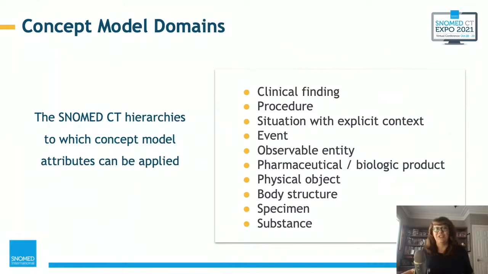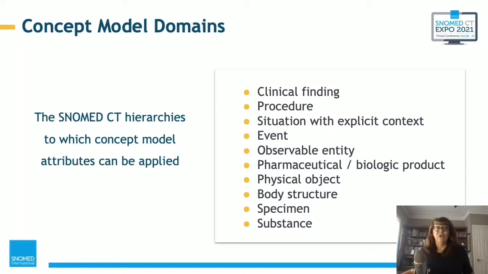And each of these attributes is designed to be used only in specific domains. A concept model domain is the set of concepts which can have defining attributes applied. Most domains are defined based on a specific hierarchy, like clinical finding or procedure. This is the list of hierarchies which currently use defining relationships. The only other domain that's not listed here is the lateralizable body structure domain, because this is the only one that's defined using a reference set.